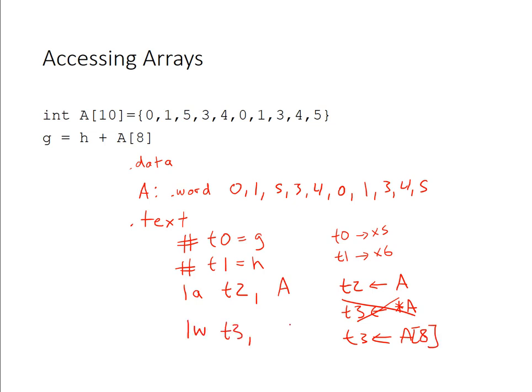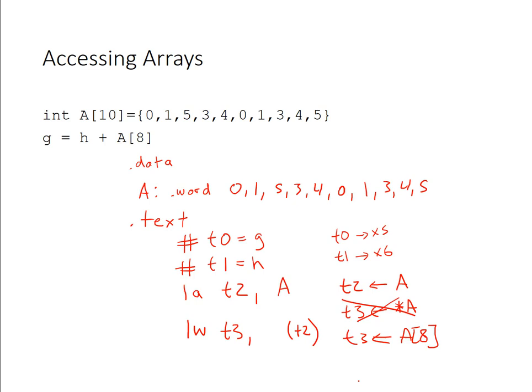The base address for that load is going to be the register T2, which is the address of the first element of the array. And then we're going to add an offset to get to the value we want. In this case, it's the 8th element. Each element is 4 bytes long.